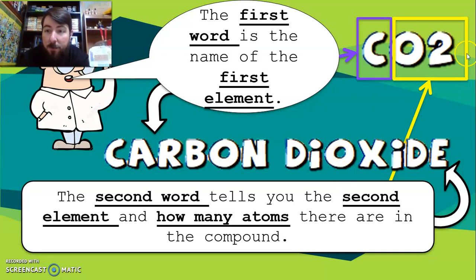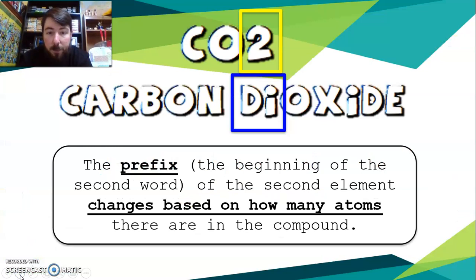So the O is for oxygen. We're changing the ending of the second word to oxide. So anytime you're naming a compound, it's going to end in "ide." And then we have the di here, because di means two. We're going to take a look at a chart in a moment and see the different things that we can put at the front to tell us how many atoms of that element there are. So the prefix, or the beginning of the second word, is going to tell us how many atoms there are in that compound.